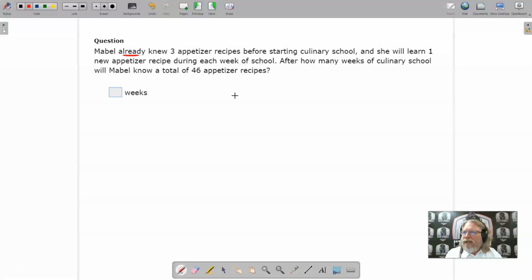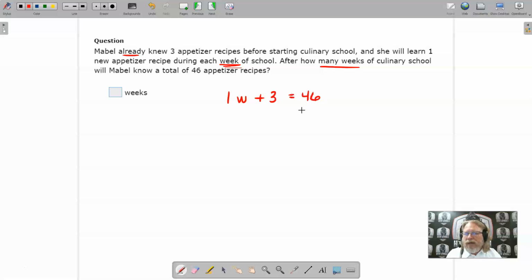Or a way of looking at that is one per week, right? So 1W, one recipe per week. And she already knows 3, so she's starting off with 3 already. See where the two-step equation's coming in? And we want to know at what point, how many weeks, so the W here is good. And we got this W from 1 per week, right there. And she already knows 3, so we want to know when will she know 46.